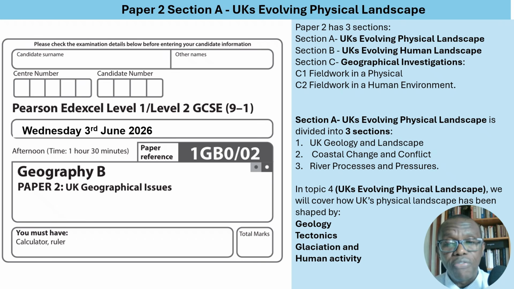Now in topic 4, we will cover how the UK's physical landscape has been shaped by 4 main things. And the first one is geology, so the type of rocks, and then tectonics, and then the third thing, glaciation, and lastly, human activity.